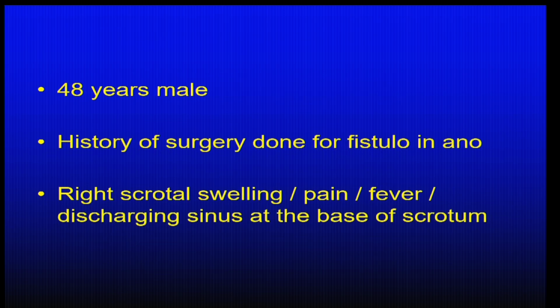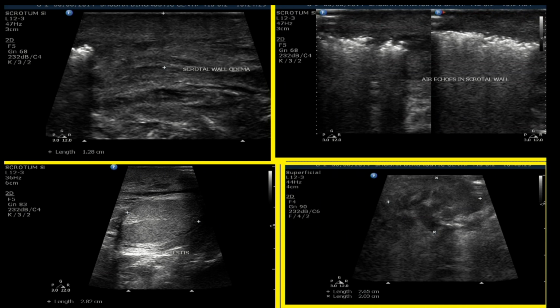This guy was interestingly operated for fistula in ano and came with a severe right scrotal swelling and a discharging sinus at the base of the scrotum. Now see what ultrasound could pick up.